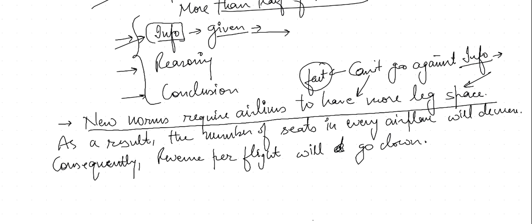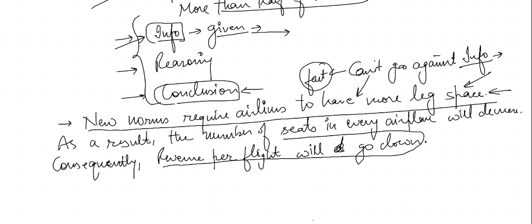Something has happened. New norms have been put in place for airlines, which require them to have more leg space in between the seats, row of the seats. That's the information part. What is the conclusion? Eventual conclusion is revenue per flight will go down. This is the final conclusion we are talking about.